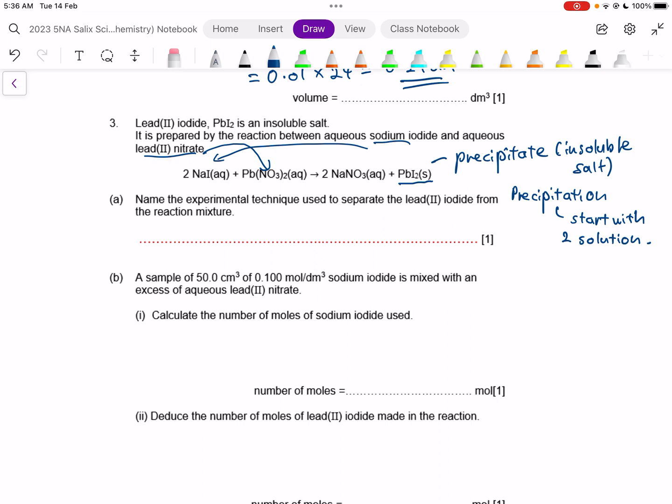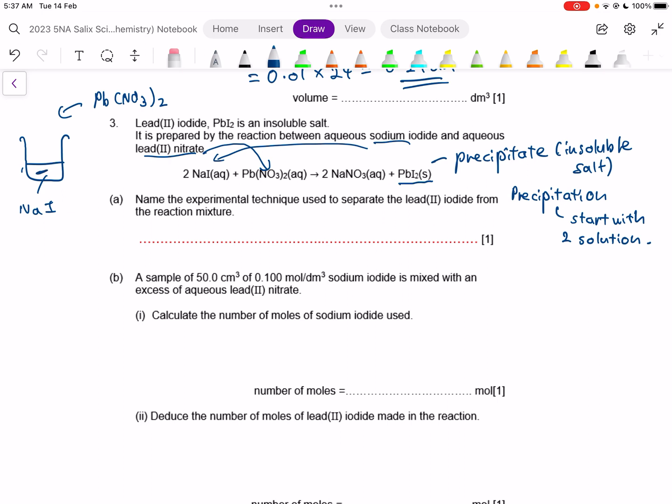Next one, let's look at part A itself now. Name the experimental technique used to separate lead II iodide from the reaction mixture. Since it's a solid and you have 2 solutions, basically how it looks like is this way. Let's say you put your sodium iodide inside here, then you throw in your lead II nitrate.